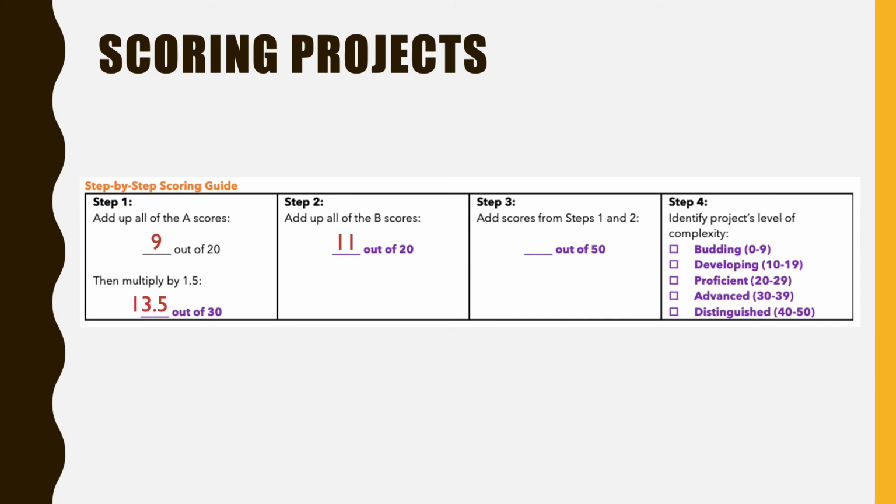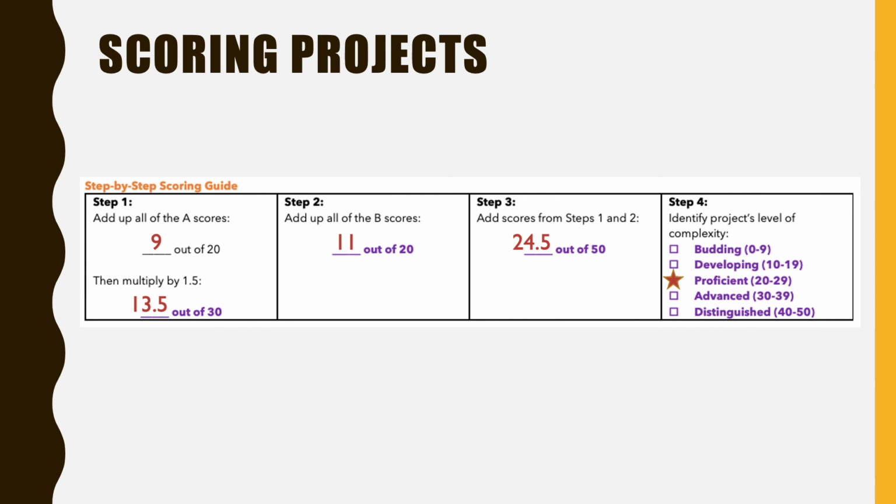Step 3 is to add Step 1 and Step 2 together. So for our example, the summed score is 13.5 plus 11, which equals 24.5 points. This is the final numerical score for the project, which is used in Step 4 to identify the overall level of project complexity. Our example project exhibits a proficient level of complexity.